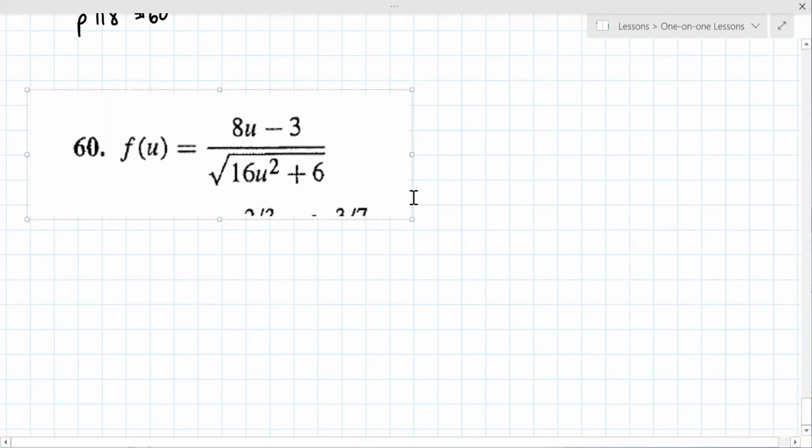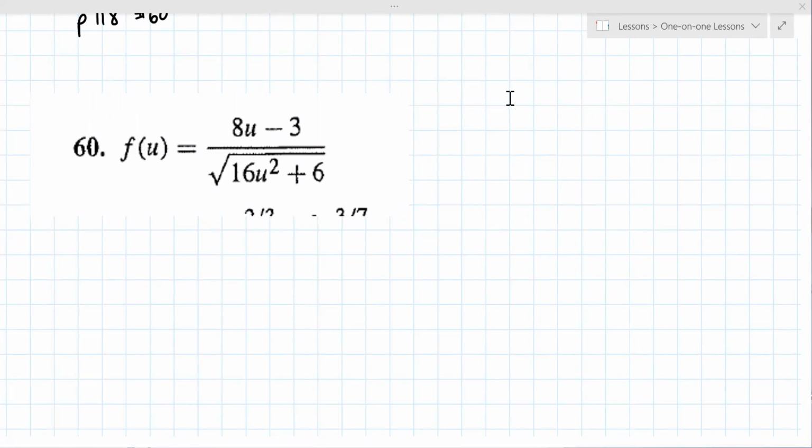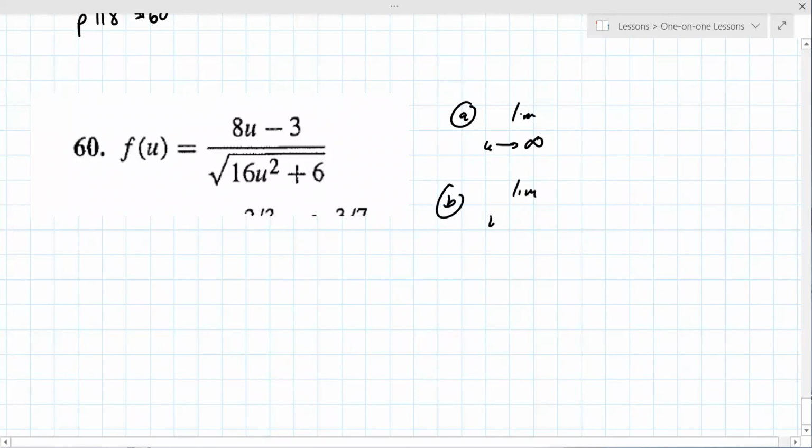All right. So you're trying to find the limit. Are you trying to find the limit or the horizontal asymptote? Oh, the limit at infinity. Okay. So there are two things you're supposed to find. Part A is the limit as u goes to positive infinity, and part B is the limit as u goes to negative infinity. Is that understanding okay?